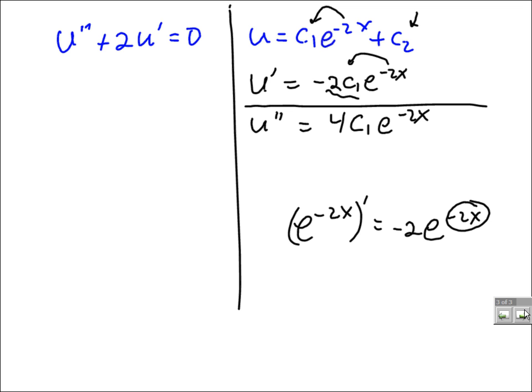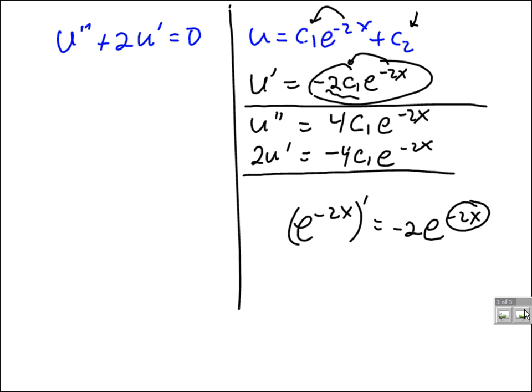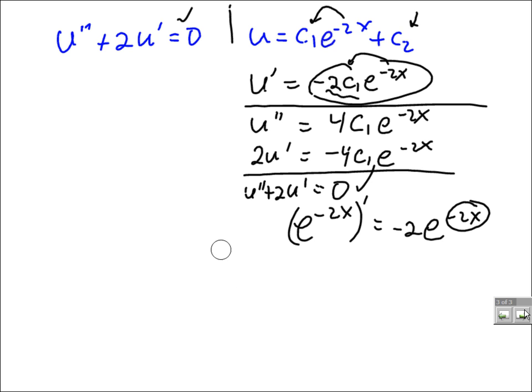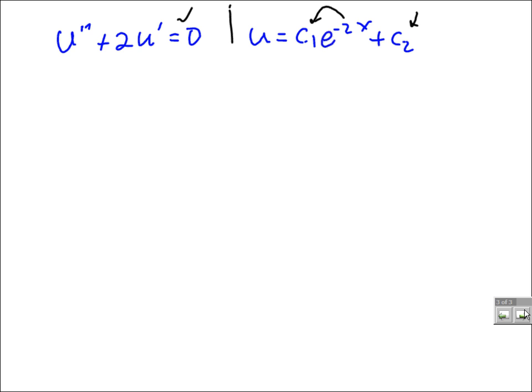Because I have u prime underneath that line, and 2u prime, well, this is u prime, I double it, I get negative 4c1 e to the negative 2x, and when I add them, the left side stays this, and the right side is 0. Got it. That's what I wanted. I really do have the right u. I checked it. You want to do the check on an exam or homework, fine.